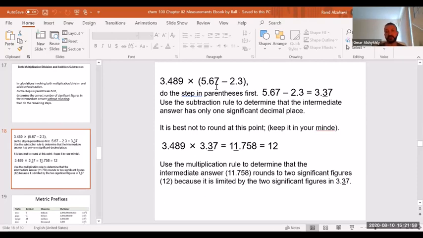Okay, so here 5.6 and 5.67, sorry, minus 2.3, we will get 3.37. Don't round up the number, but you have to keep in mind, here I have 1 decimal place, 2 decimal places here for 5.6. So my answer should have only 1 decimal place here.